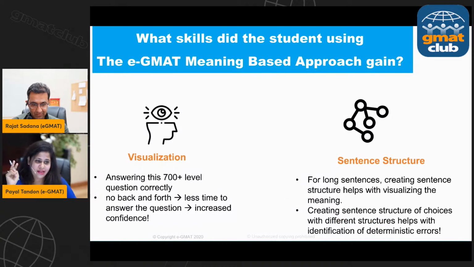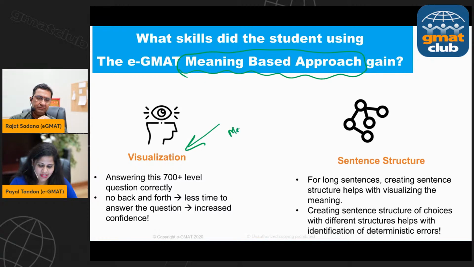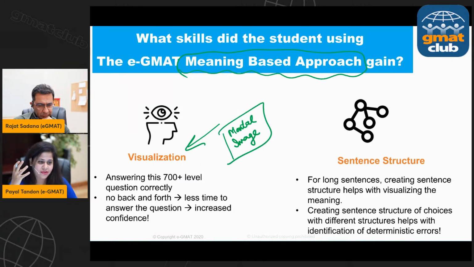So again, through these two questions, what we've seen are two different skills that you need to build in order to truly apply the meaning-based approach. Skill number one, visualize the sentence, create that mental image of the sentence. That is something that you absolutely have to do if you are trying to understand the meaning of the sentence. Till the time you don't create that mental image of the sentence, you truly have not understood the meaning of the sentence.